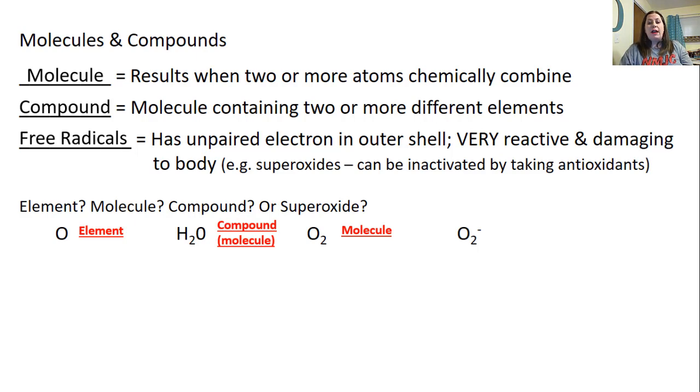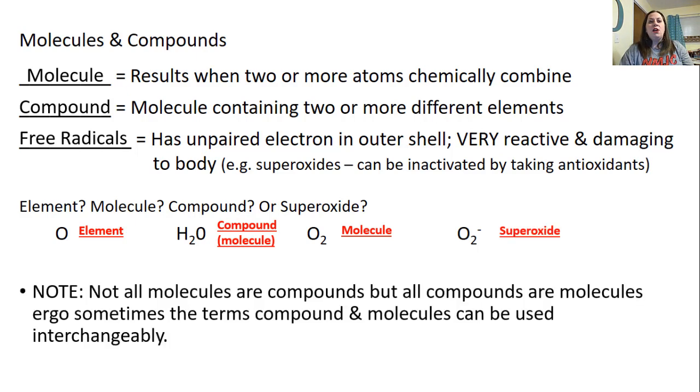Now, if O2 has extra electrons that are unpaired, it becomes negative, and this is what we see with a superoxide. Note, not all molecules are compounds, but all compounds are molecules. Sometimes the term compound and molecule can be used interchangeably, but you need to be careful with this. Remember that a molecule is 2 or more atoms, but a compound means they have to be different. All right, so keep that in mind.